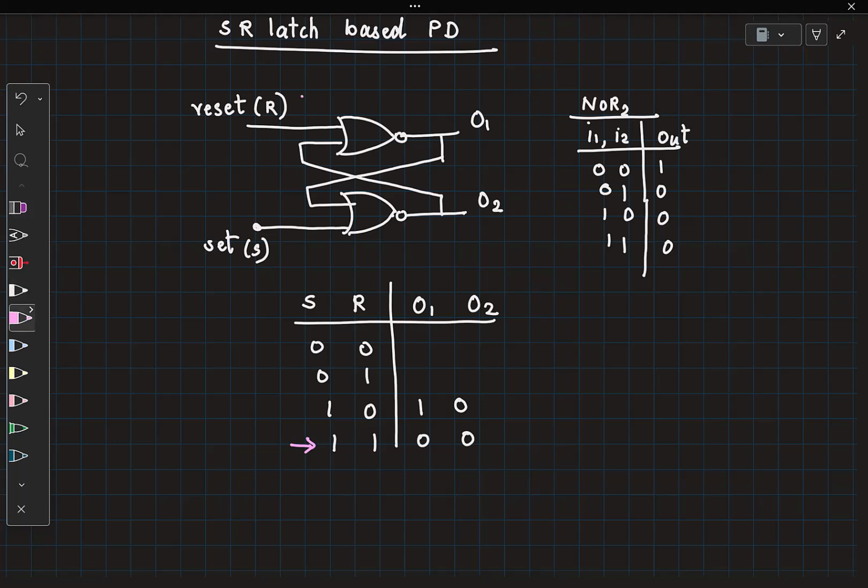Now we try for 0, 1. So easy to figure this one out. This becomes 0. You get 0, 0 here. This becomes 1. And this goes as 1. 1, 1 will anyways give you 0. This is also a consistent solution. And I have 0, 1 as the output.